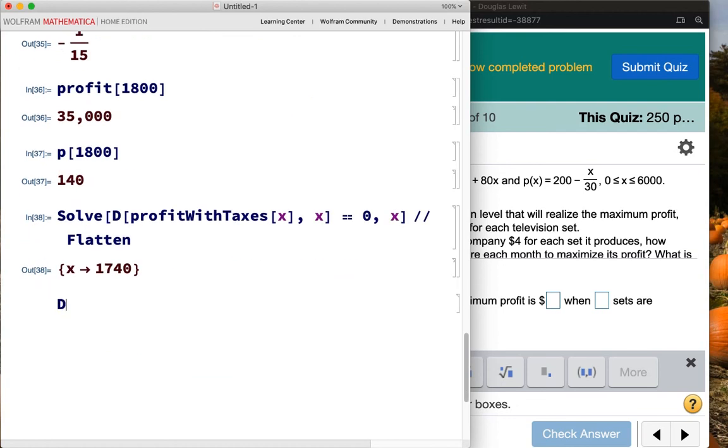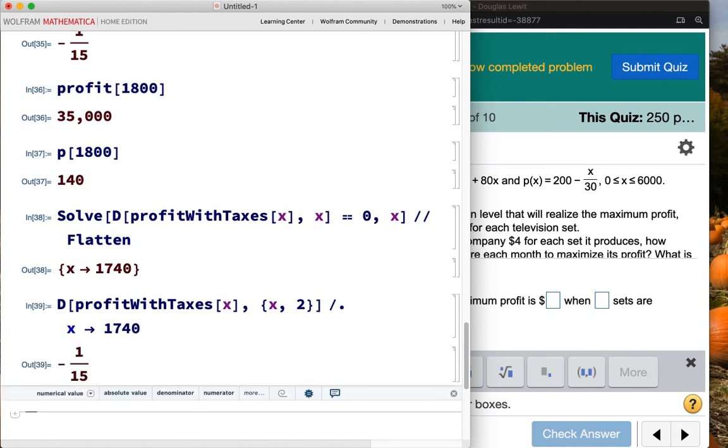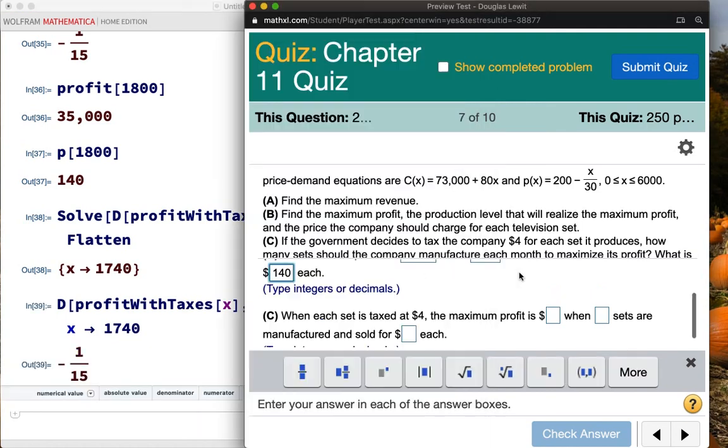Let's make sure that the second derivative is really negative, because otherwise we have an issue. Second derivative should be negative. Oh, 1 second. Bad syntax. Okay, there we go. Much better. When x is 1740. Okay, so that works out just fine.